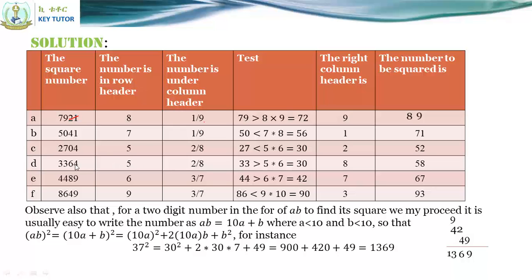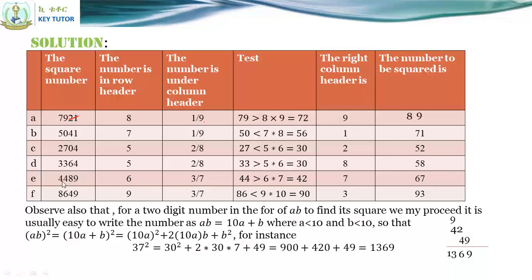Okay, by deleting 64 from here, take 33, compare it with 5 times 6, row header times row header plus 1. When you compare it, 33 is more than 30, meaning you take the larger number, which is 8. So 58 is to be squared to give us 3,364.